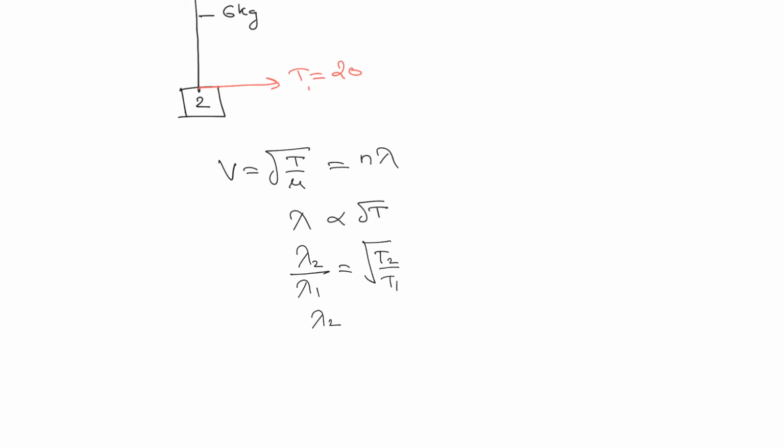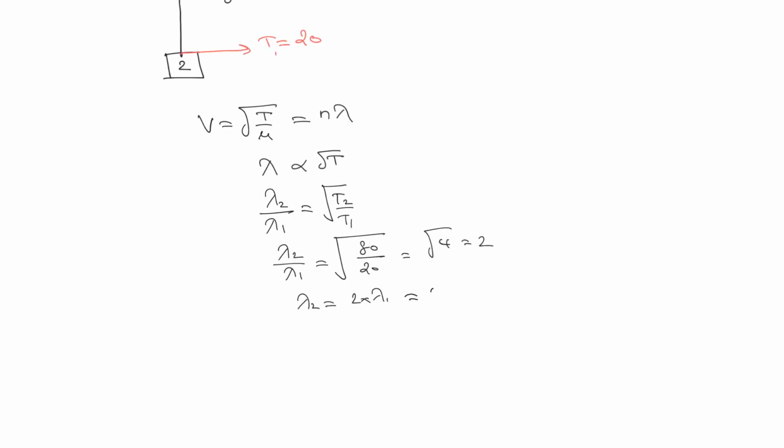So wavelength in second situation by wavelength in first situation is equal to under root of the value of T2, that is 80, and the value of T1 was 20. So we'll get root of 4, that is equal to 2. So wavelength in second situation is 2 times of wavelength in first situation, and according to the question, wavelength in initial situation is given as 0.06. So the value of wavelength is going to be 0.12.